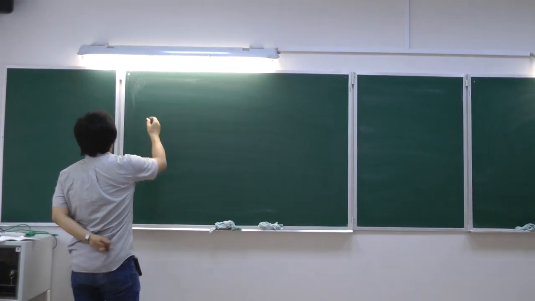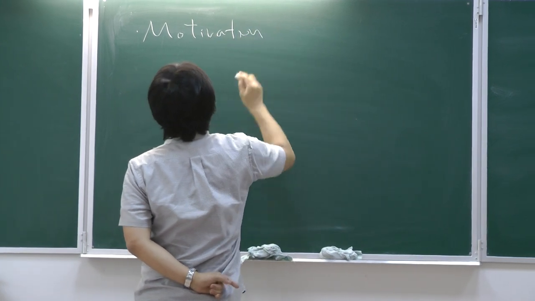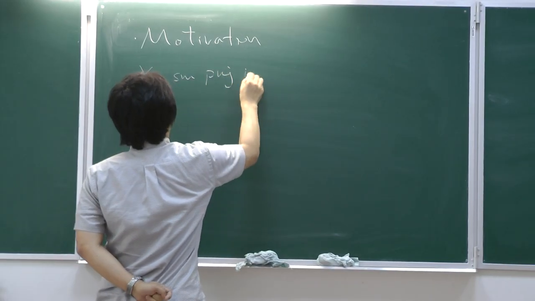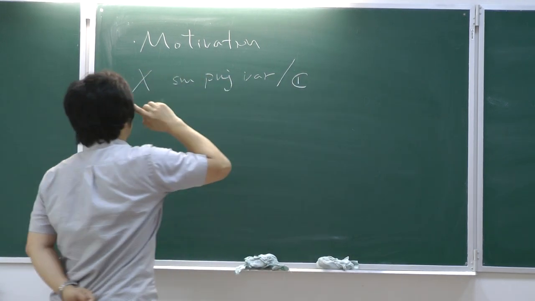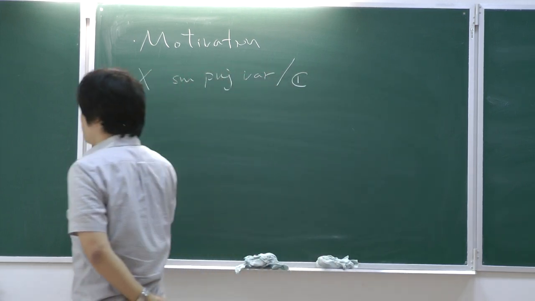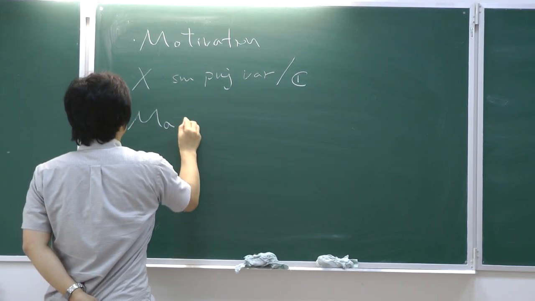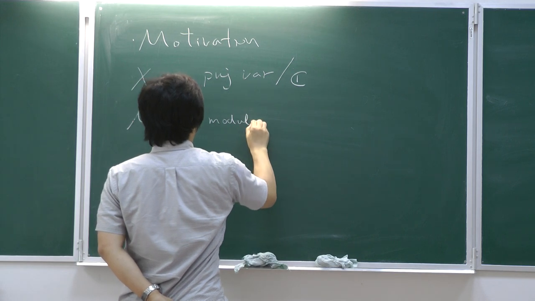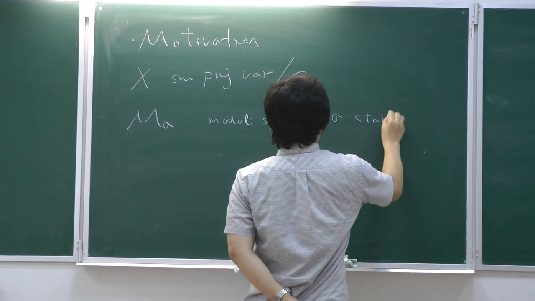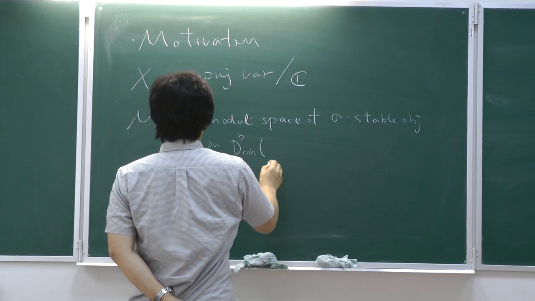So the motivation of my talk is as follows. Let X be a smooth projective variety over the complex number field, and let's consider certain moduli spaces of stable objects on the derived category of coherent sheaves on X, or just coherent sheaves on X. So this is a moduli space of sigma-stable objects on the derived category of coherent sheaves on X.